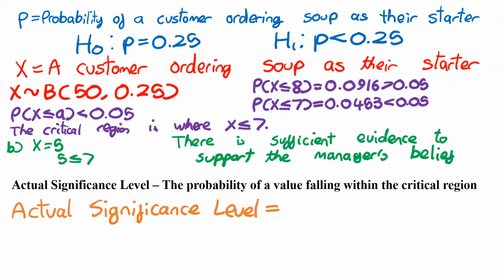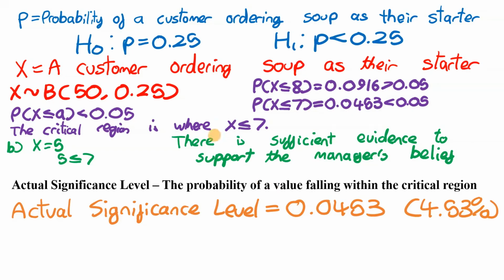Okay, so the actual significance level is the probability of a value falling within the critical region. For this question here, the critical region is where x is less than or equal to 7, so the probability that x is less than or equal to 7 is equal to 0.0453. So this is the actual significance level, or as a percentage, this is 4.53%.